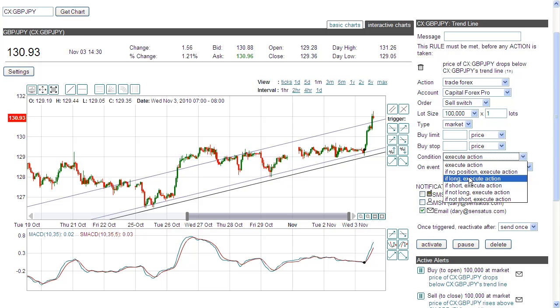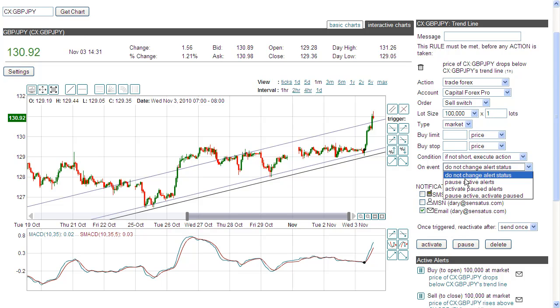When this happens, if I'm not in a short position, when the price falls below the lower trend line based on a 1 hour candle, then I want to sell switch. And the reason I'm saying if not short, I may manually decide or put another rule in place that switches me to a short position. So I do not want to double up my position. If not short, that means I can have no position or I can be in a long position. If I have no position or if I'm in a long position, the sell switch will execute.